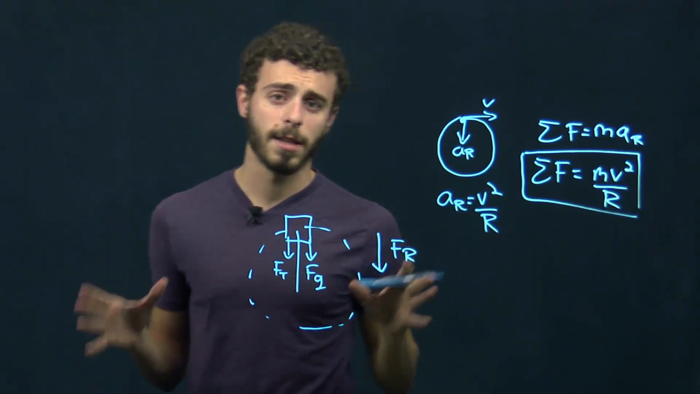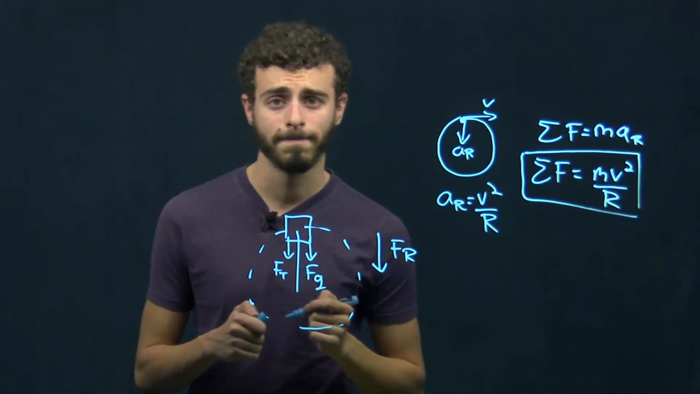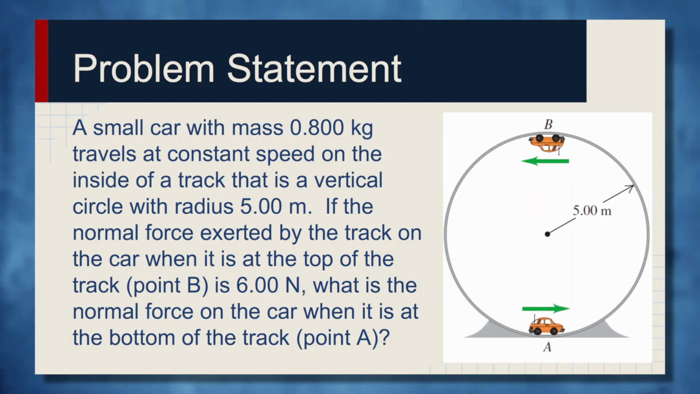Okay, so let's look at this in a concrete scenario. The problem statement for today is as follows. A small car with mass 0.8 kilograms travels at a constant speed on the inside of a track that is a vertical circle with radius 5 meters. If the normal force exerted by the track on the car when it is at the top of the track is 6 newtons, what is the normal force on the car when it is at the bottom of the track? At this point, you should pause the video, reread this problem a couple times, and maybe even try it on your own.